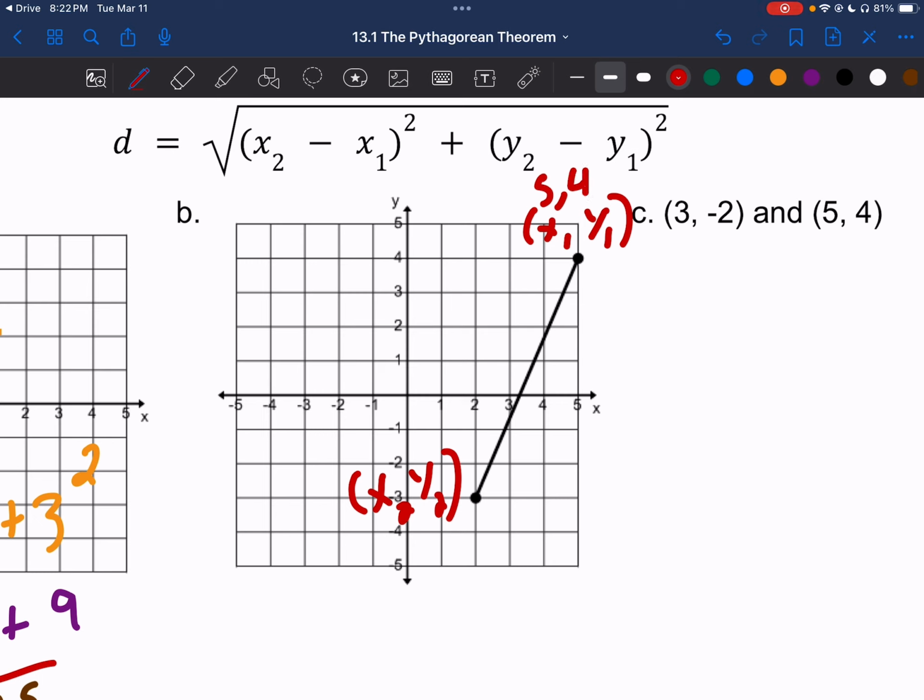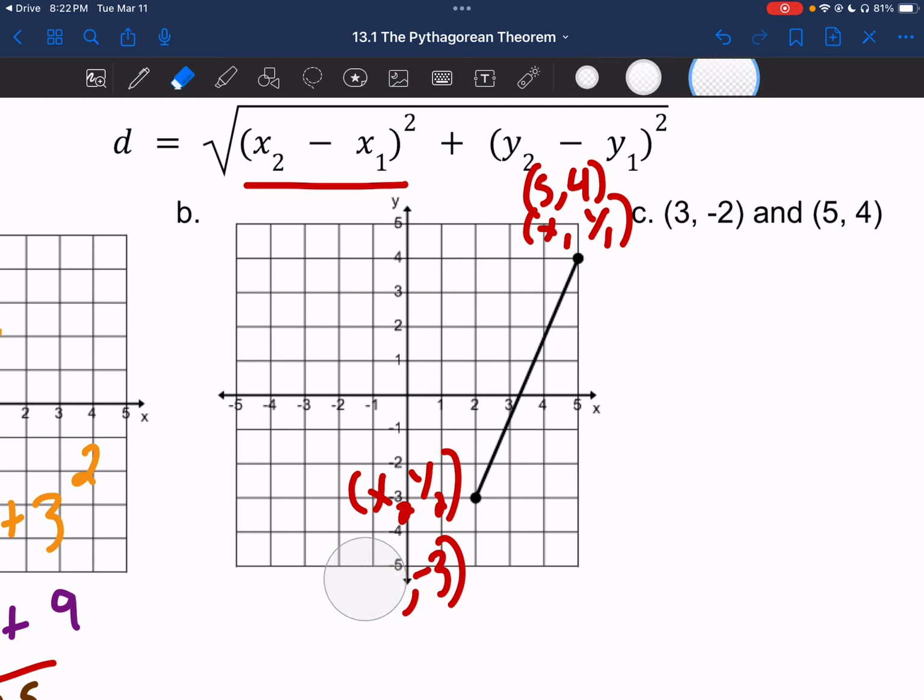And x2, y2, that's going to be at 2, negative 3. So if I want to know what x2 minus x1 is, that's how much we're moving to the right. x2, negative 2, minus x1, 5, positive 2. Our parentheses ended up being a little wonky there. So that was positive 2 and negative 3. So if we've got 2 minus 5, x2 minus x1, 2 minus 5 is negative 3, right?